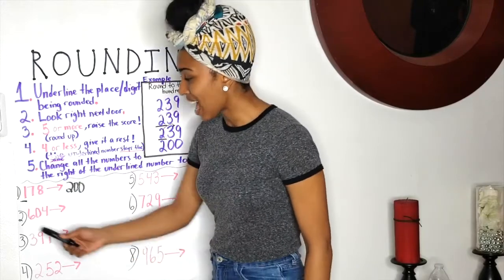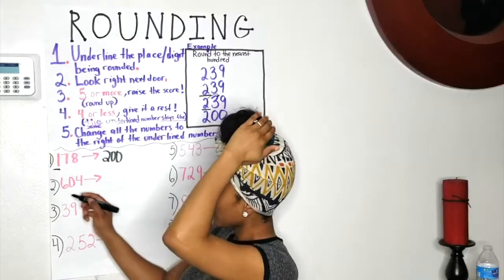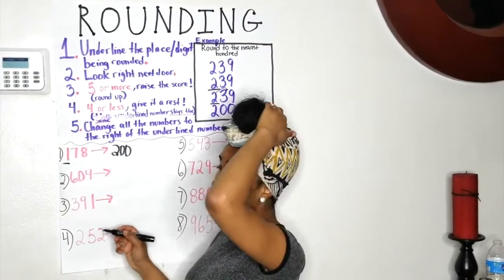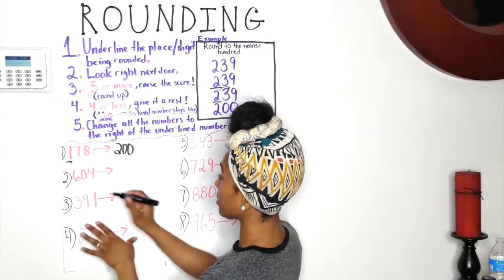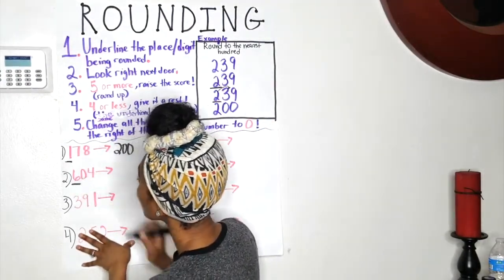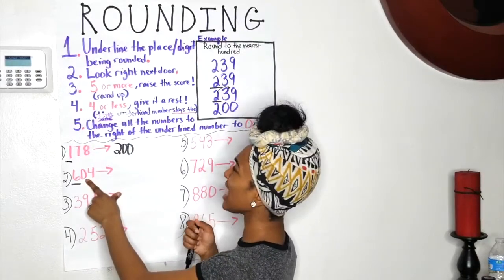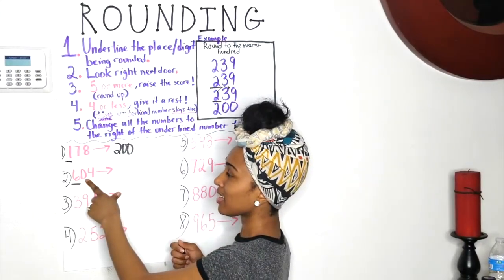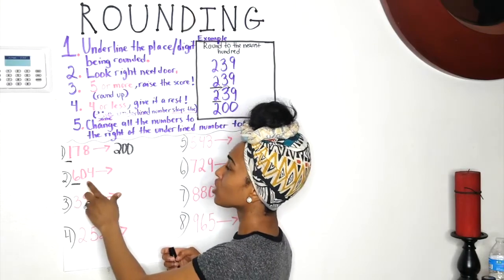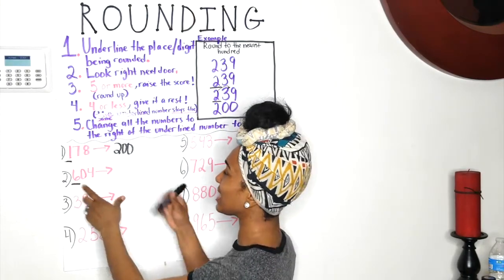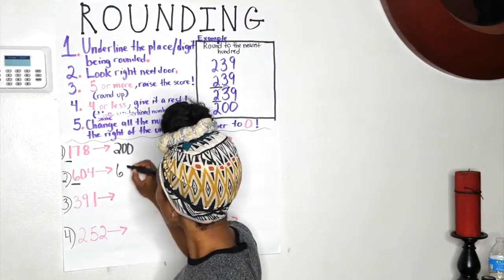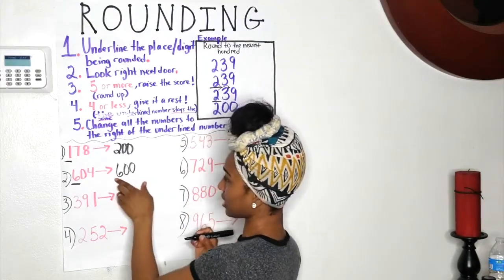All right, now let's do number 2. Okay, I'm going to underline my digit being rounded, which is my hundreds. Now look right next door. 5 or more, raise the score, or 4 or less, give it a rest. It's definitely less than 4, so I'm going to give it a rest, and this is going to stay the same. I'm going to round to the nearest hundred, 600.